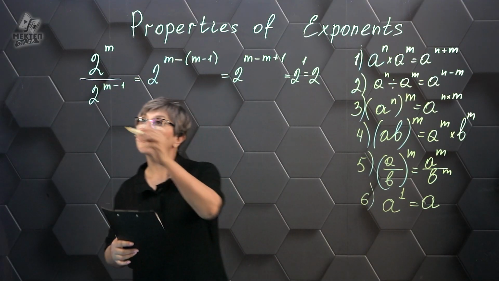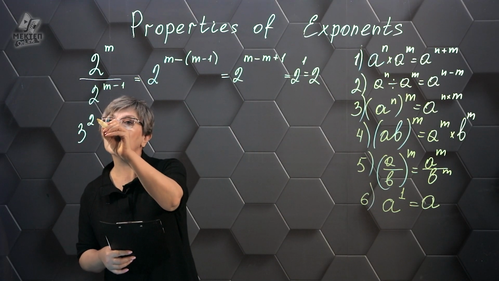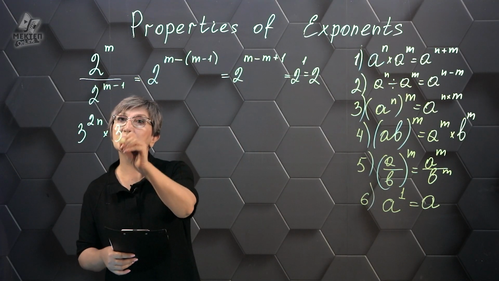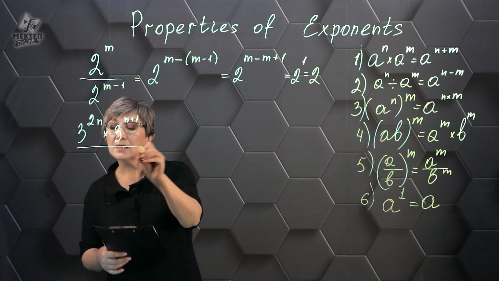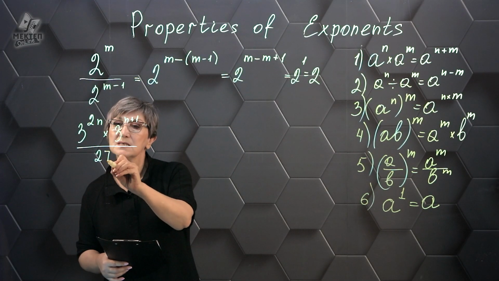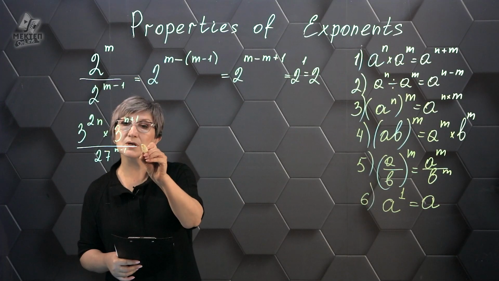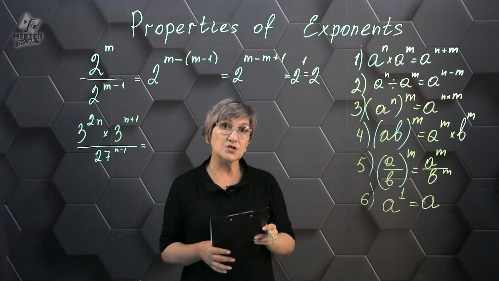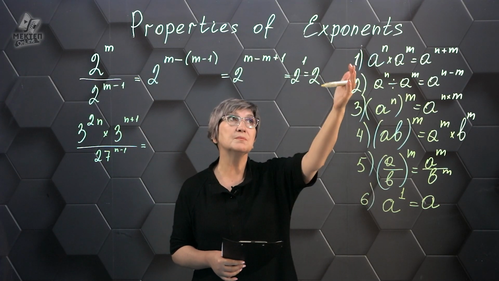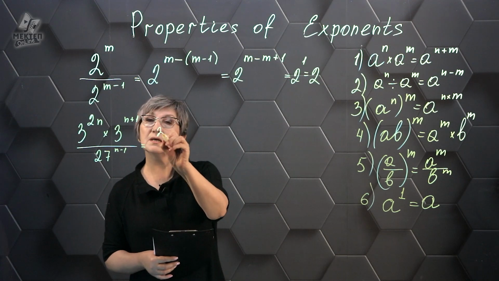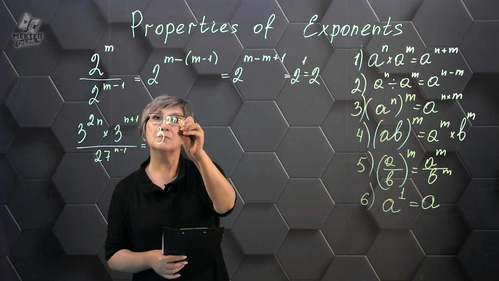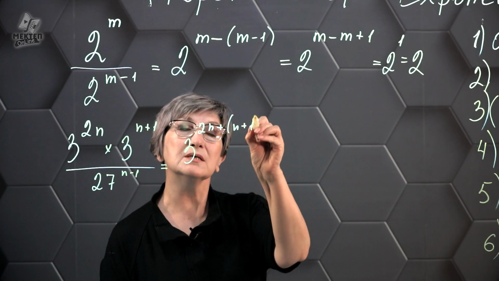The following example, number 1. 3 to the power of 2n times 3 to the power of n plus 1 divided by 27 to the power of n. We see that in the numerator we can immediately apply the first property: 3 to the power of 2n plus n plus 1.